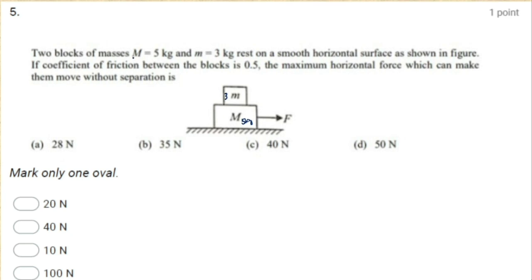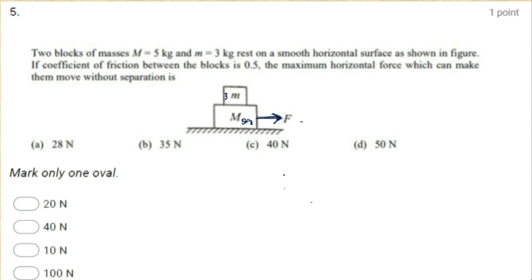Two blocks of mass capital M, that is 5 kilogram, and mass small m equal to 3 kilogram, that is on the 5 kilogram block, rest on a smooth horizontal surface as shown in the figure. Coefficient of friction between the blocks is given as 0.5, and we need the maximum horizontal force which can make them move without separation. That means when the force is applied on the 5 kilogram block, the 5 kilogram block and the 3 kilogram block must move together.